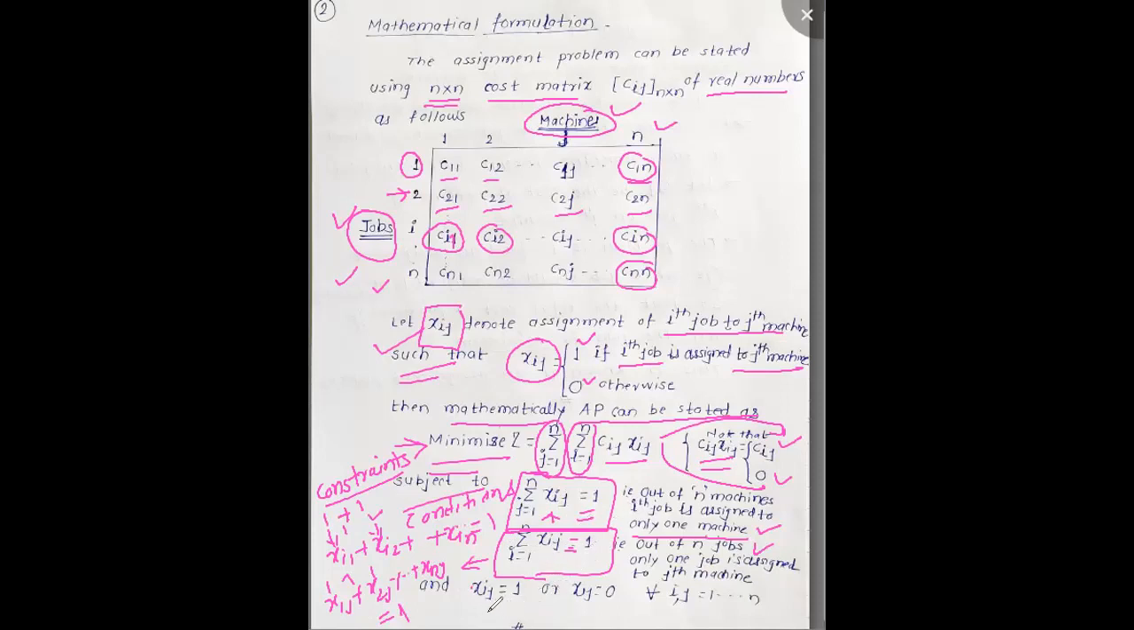And finally, we write the values of the variables. Variables are always non-negative in all the problems, that is, in linear programming problems, transportation problems, and assignment problems. In this assignment problem also, the variable takes only two values, 0 or 1. So finally we write xij equal to 1 or xij equal to 0. So this is how we formulate the assignment problem.